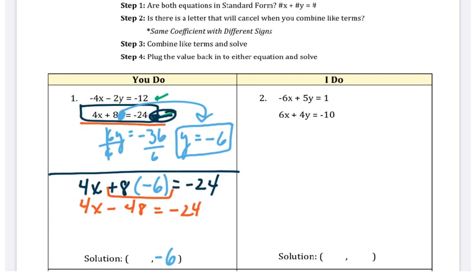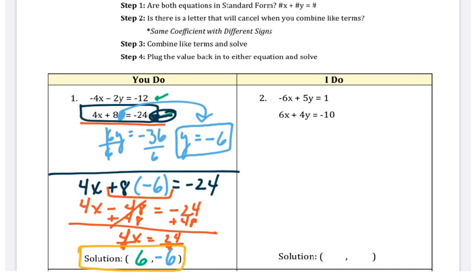Now we need to get x by itself. To solve for x, I'm going to add 48. You practiced that last week, to make sure you know how to solve for one variable. That leaves me with 4x equals 24. Last step: x is almost by itself. Divide by 4, divide by 4. 24 divided by 4 is positive 6. So my solution to number 1 is 6, negative 6.